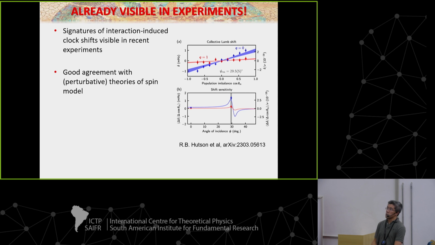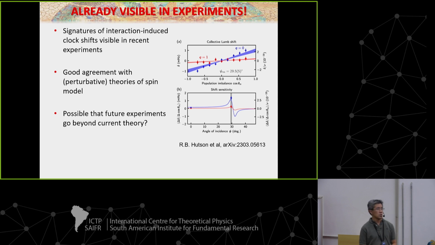So at least so far, there's good agreement with perturbative theories. But then you can ask, is it possible that future experiments would go beyond this early time stage and get more correlations? And if that's true, how can we possibly even understand what happens, and how well can we actually trust the clock in that potentially strongly interacting regime?